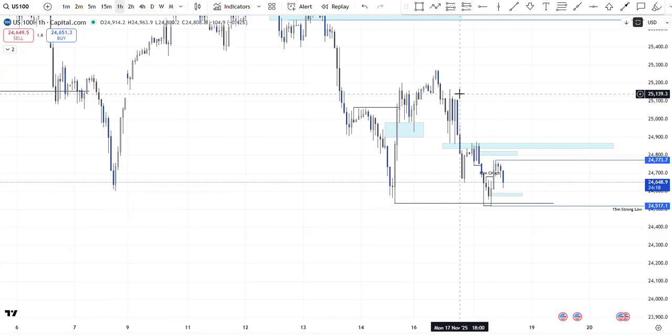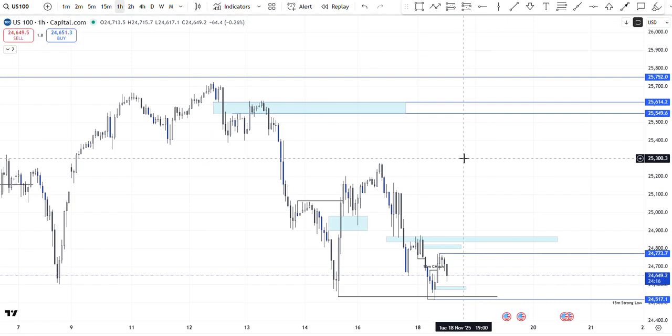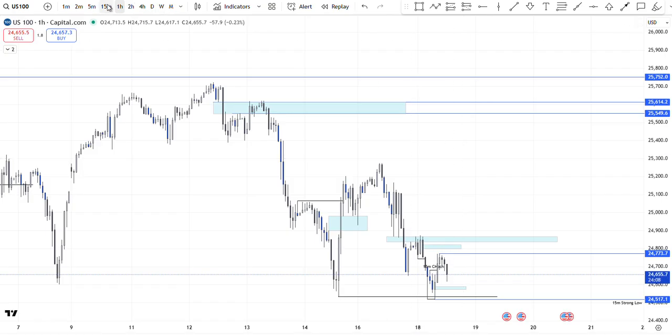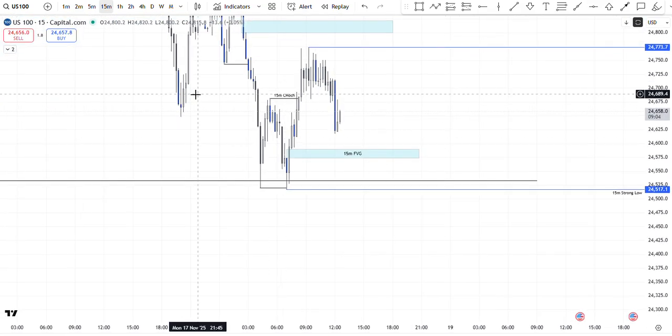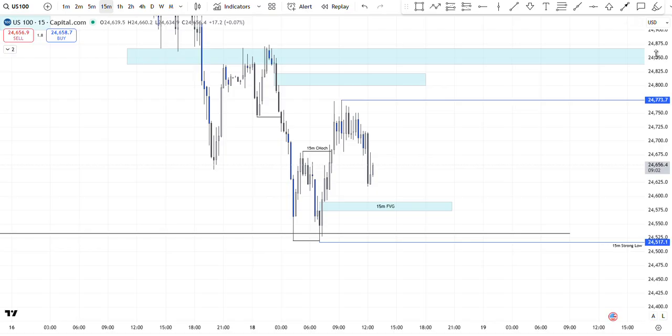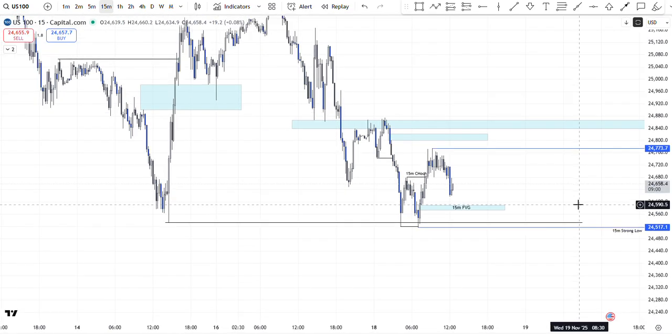I do have to consider that as a long, because price is fractal, so whatever happens on the higher time frame must first happen on the lower time frame, and it's happening on the lower time frame. So I would wait then for price to come down to my level. My expectation is a long, and again it's an expectation.